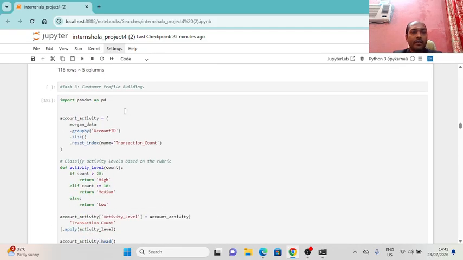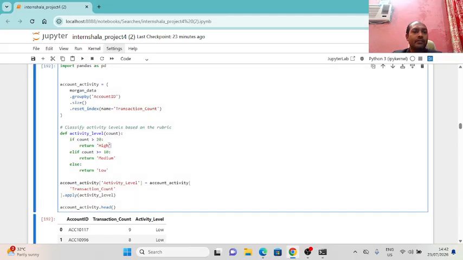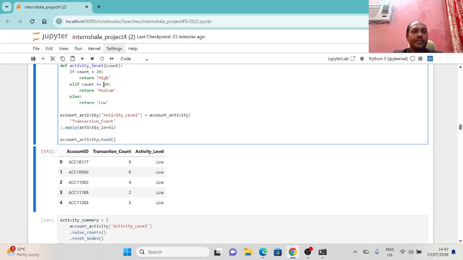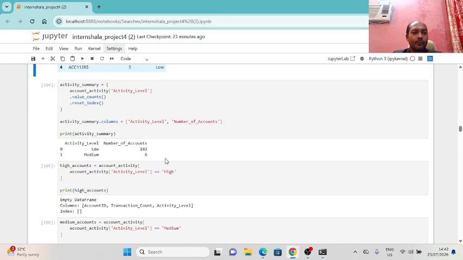Then we created the customer profile: if there are more than 20 transactions, then that is categorized as a high transaction customer. If there are between 20 and 10 transactions, these are medium transaction customers, otherwise low transaction customers. And on the basis of all those transactions, we have calculated this data: this account ID has a high transaction count and a low activity level.